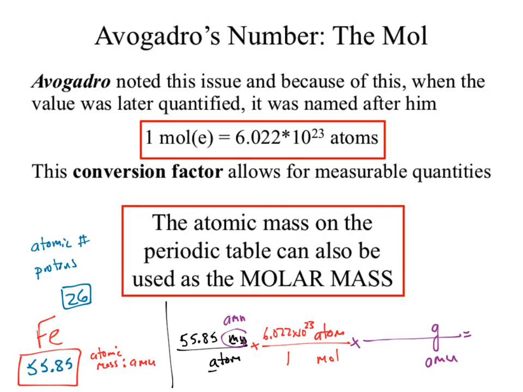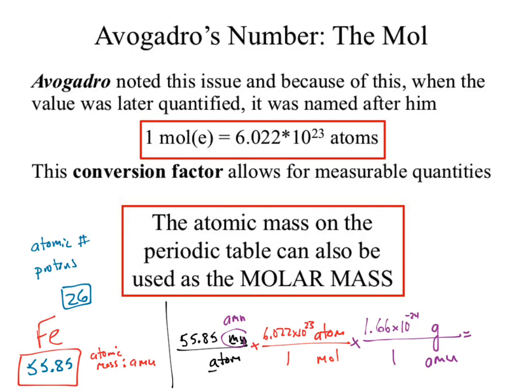Most people don't have that memorized, but I see you taking a look at the front. Do you want to memorize that? I do not want you to memorize that. It's 1.66 times 10 to the negative 24th grams per 1 AMU.